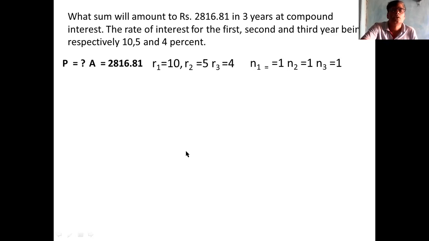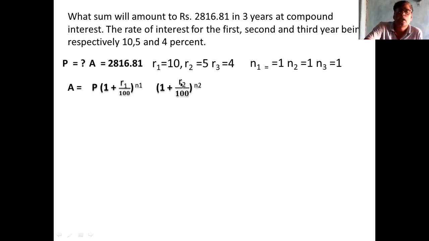Okay. So you write the equation: A is equal to P in the bracket (1 plus R1 by 100) raised to N1, (1 plus R2 divided by 100) raised to N2, (1 plus R3 divided by 100) raised to N3.